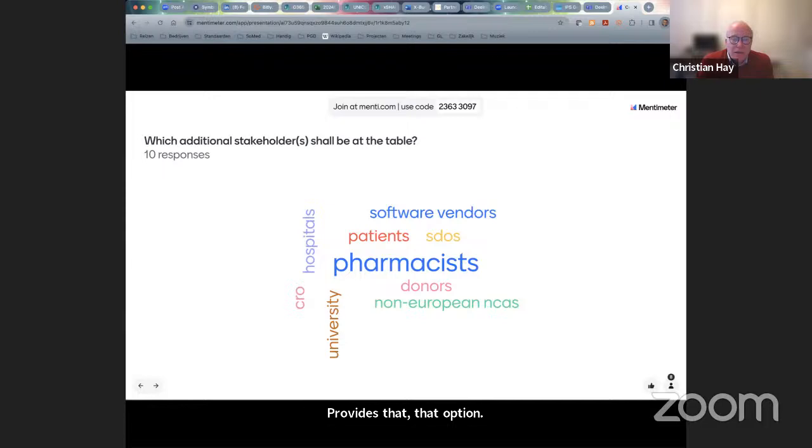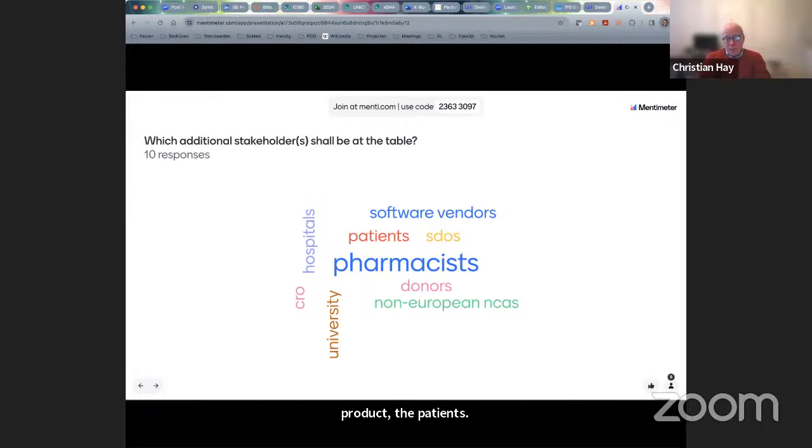Well, I see the pharmacist should be, because that's heavy writing here on the screen, represented as a stakeholder for this institute, or whatever the structure will be. And I think this makes a lot of sense because they are the interface between the product and the consumer of that product, the patients.